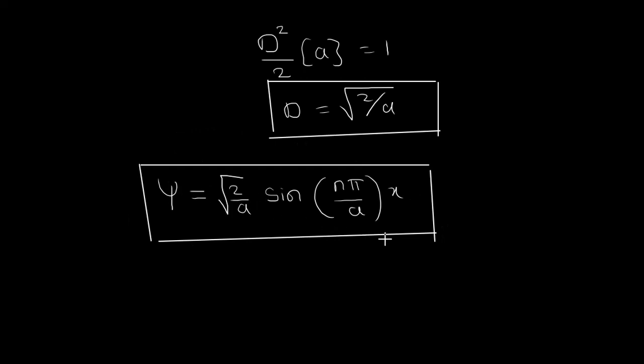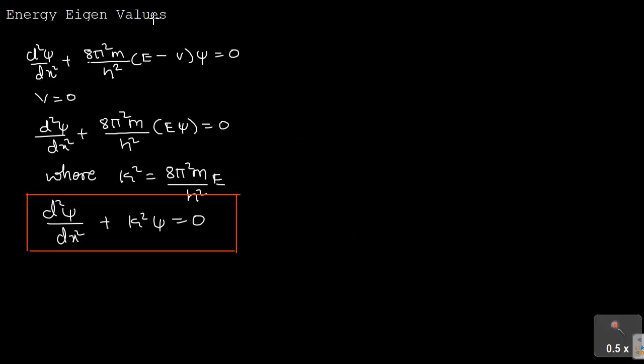In the same derivation, we need to find out the energy eigenvalues. For that, we'll see now. Previously, in the particle in a box derivation, we only derived this equation. So let us start the derivation part. Initially, the same Schrodinger time independent equation must be considered, where d square psi by dx square plus 8 pi square m divided by h square into E minus V into psi equals 0. Here the same condition, V, the potential energy, equals 0, we have to substitute here. In that case, we get this equation.